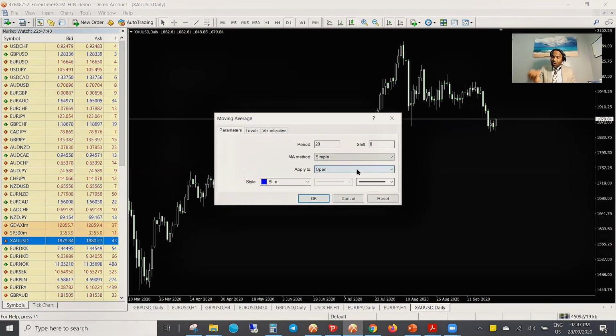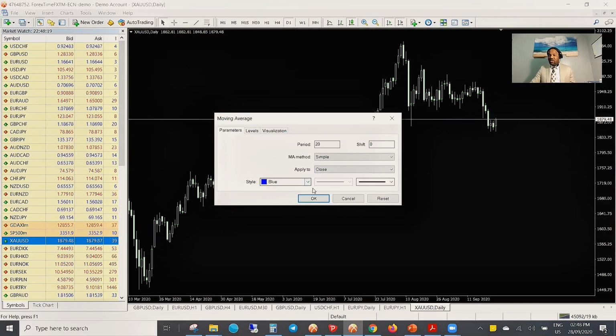Which one? Do you want us to pick all the open prices for all of the 20 candles? Or you want us to pick the close of all the 20 candles? Or want us to pick the high, or low, or median? This is where you specify it. Again, I'll give you a recommendation, but you're not going to stop there. We're going to move forward. So apply to, let's apply to any one, open or close or whatever. Let's apply to close. All right.